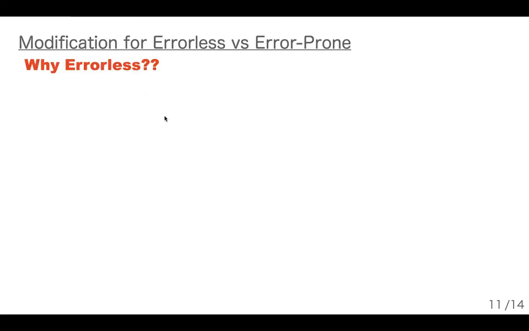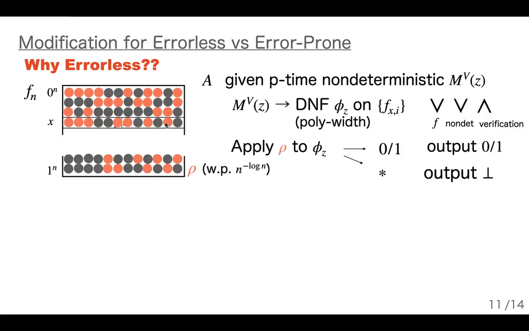To modify this oracle for the errorless versus error-prone problem, we begin by analyzing why this oracle is errorless. Especially by the switching lemma, this A outputs the correct answer with high probability. But if the value of the DNF is not determined, then this A outputs the special symbol bot. So this part is a source of errorlessness.